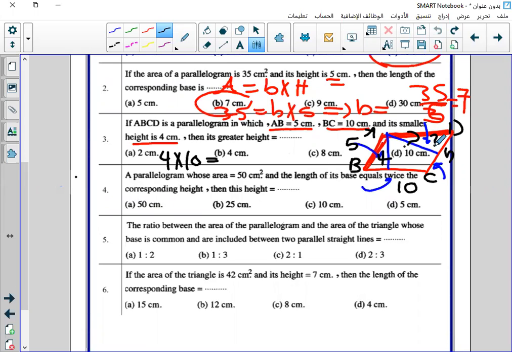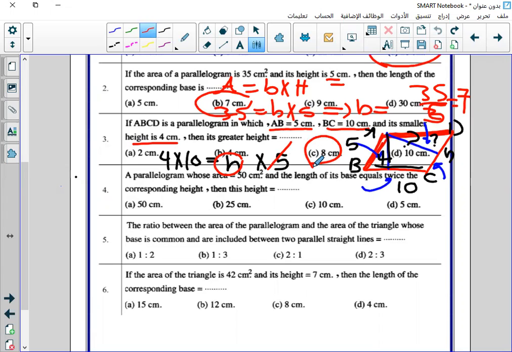So 4 times 10 equals the greatest height times what? Times 5, the smallest base. Yes, 5. To get the height, we divide by 5. In the two sides, 5 divided by 5 equals 1, and 4 times 10, 40 divided by 5 equals? 8. Yes, you can use a calculator, it equals 8. That's right. Okay, thank you.